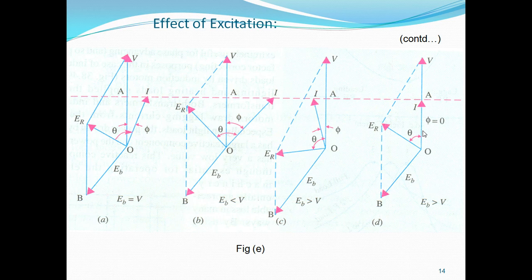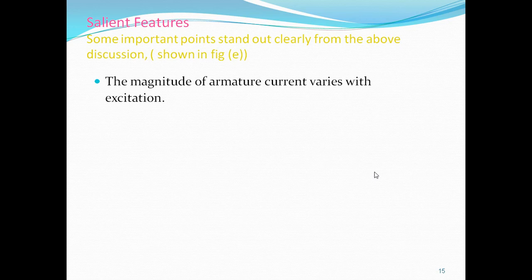So by changing the excitation, the current and the power factor change. It can be observed that the magnitude of current at normal excitation is minimum. So what can we notice from this? The magnitude of current varies with excitation and the power factor also changes.